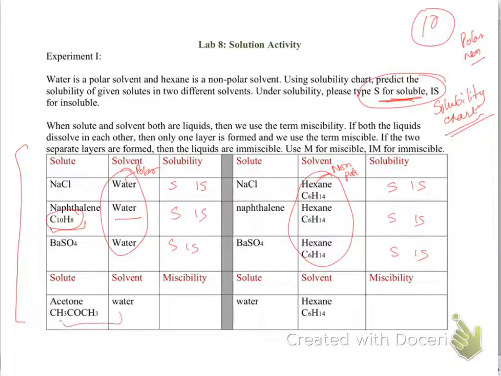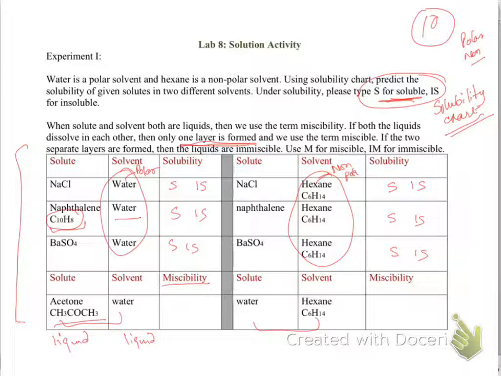Now in these two cases, acetone is liquid and water is liquid. We are checking the solubility of 2 liquids, and if we are mixing 2 liquids, we do not use the word soluble, we use the word miscible. If the 2 liquids completely dissolve in each other, then you will see only one layer forming. So we use the term miscible.